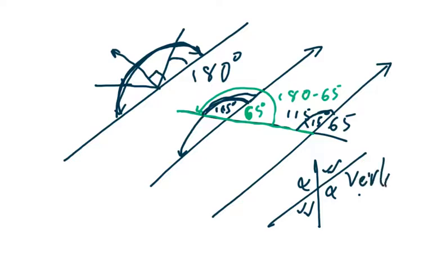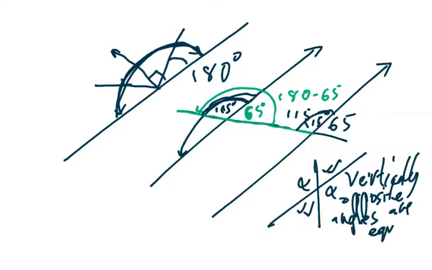Vertically opposite angles are equal. So vertically opposite angles are equal. Now, if we go back to our diagram, we'd realize that this angle here is vertically opposite to that angle, and that is also vertically opposite to that.